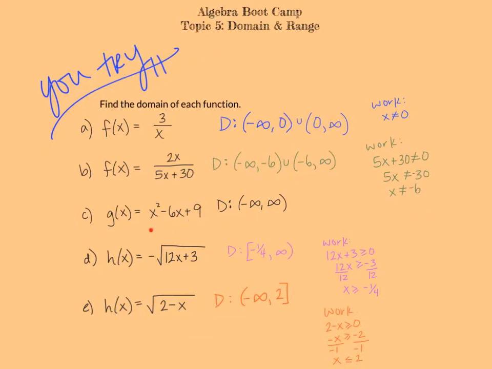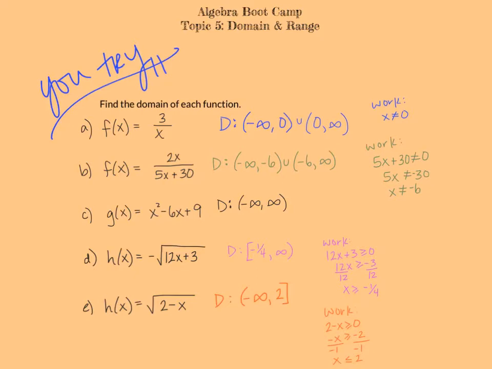Part C was a polynomial function. It's a parabola. The range would end up being restricted, but the domain wouldn't be. X is not in a square root or in a denominator. Part D, just because it's negative out front doesn't mean we deal with it any differently. We still make sure that the radicand, what's under the square root, is positive or 0. And then we solve from there. So we have x has to be greater than or equal to -1/4. So the smallest value we could be is -1/4. We can be that because it's or equal to.